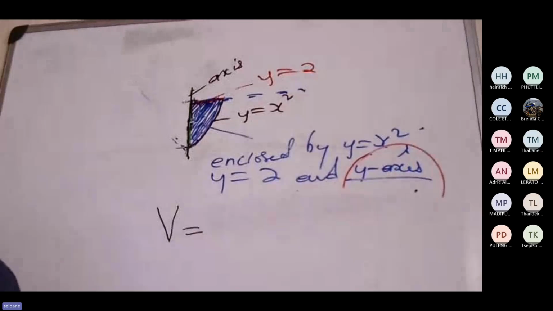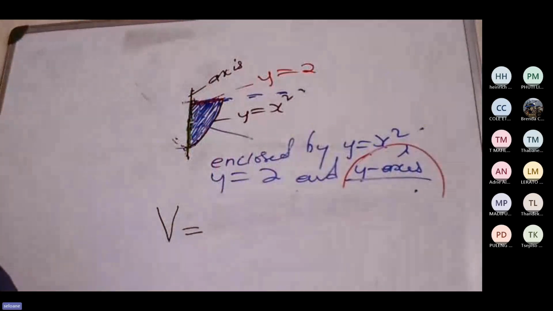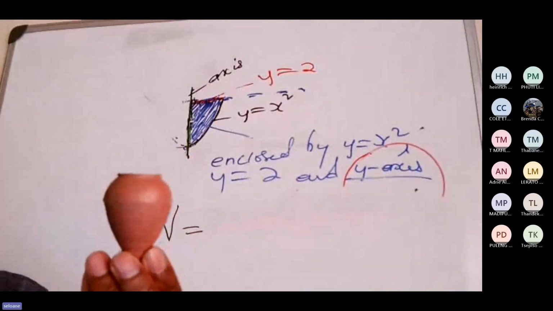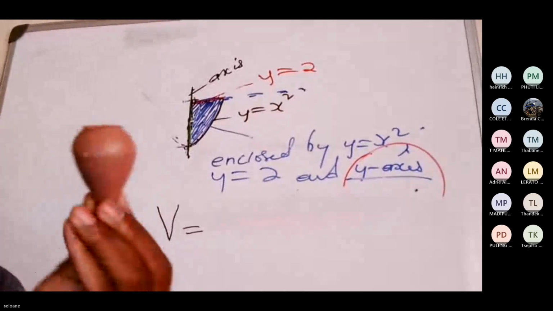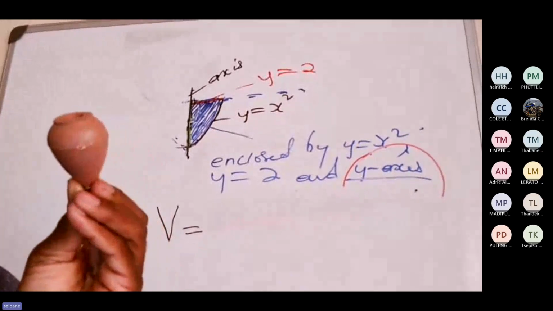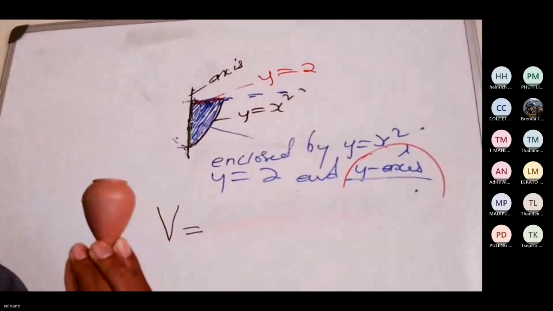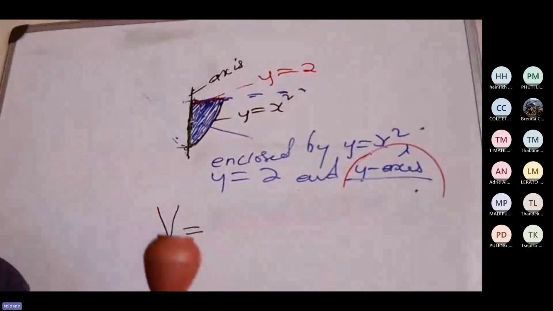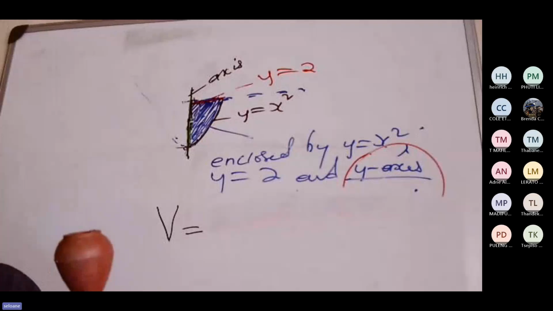So if you have this, now what you do here is, because it's circular, we are now going to cut those slices perpendicular to the center. When you cut perpendicular to the center, why? So that they will all look the same.